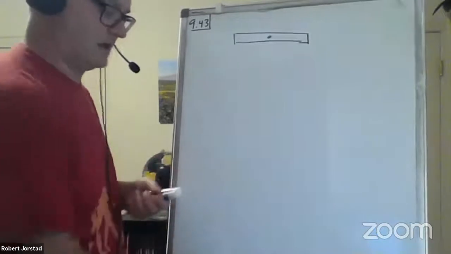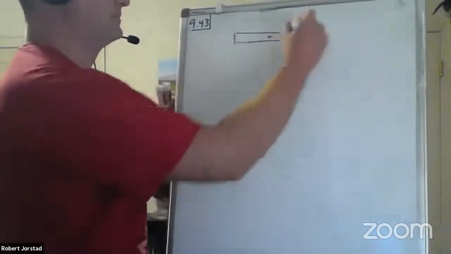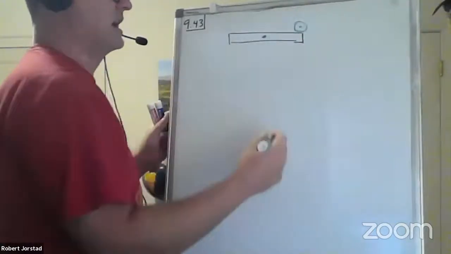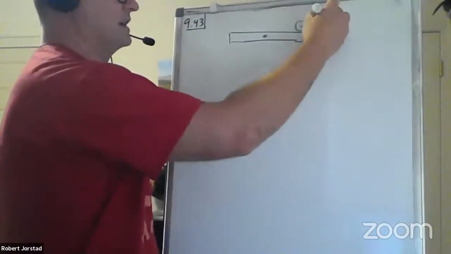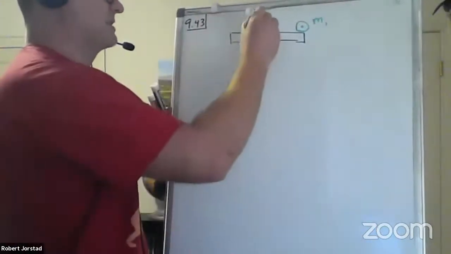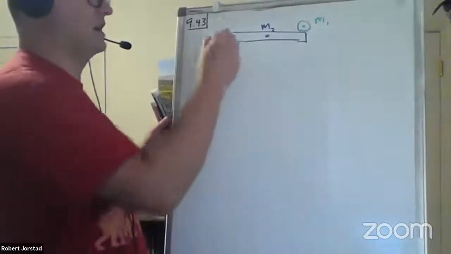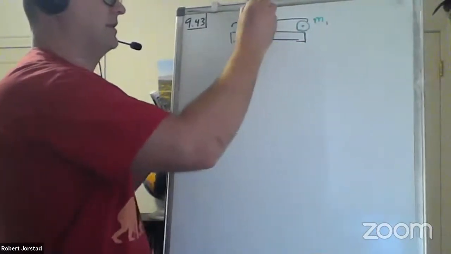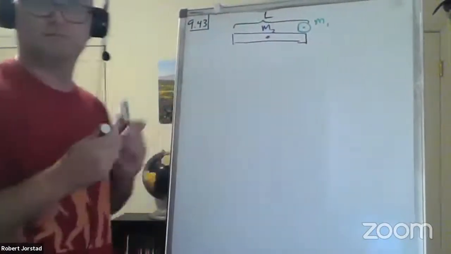So there's the canoe, and there's a zombie sitting here. I'm just gonna draw the zombie as a circle. And I think I said M1 is the mass of the zombie, M2 is the mass of the canoe, and I know that this total length here is capital L. All right.